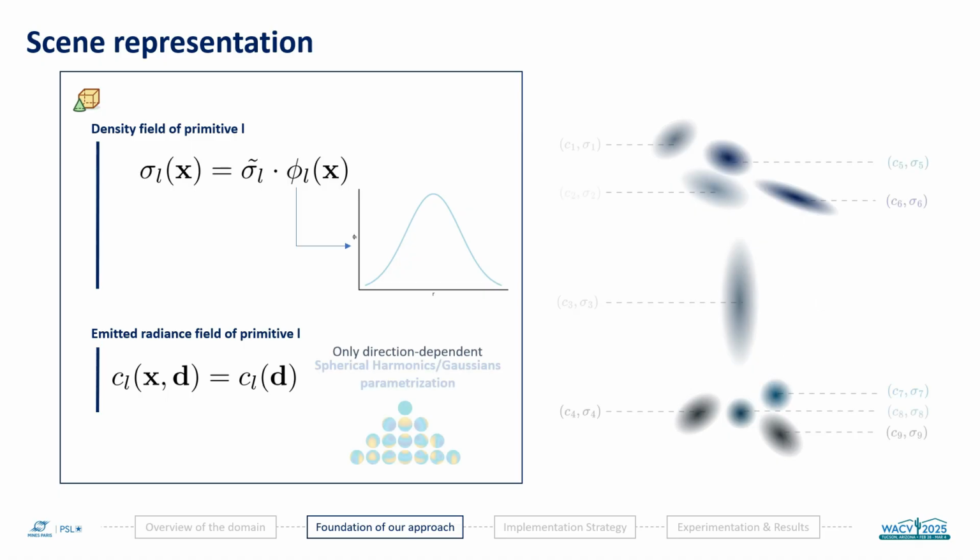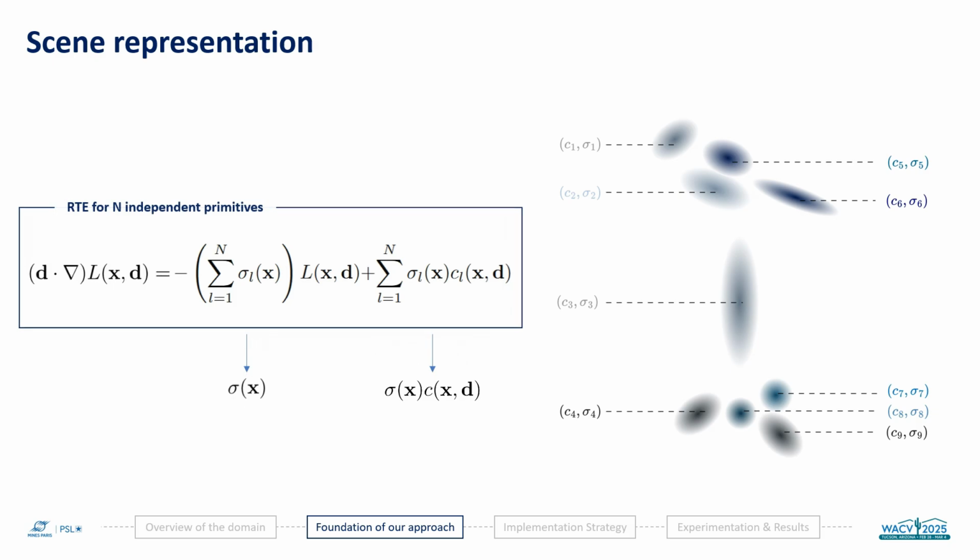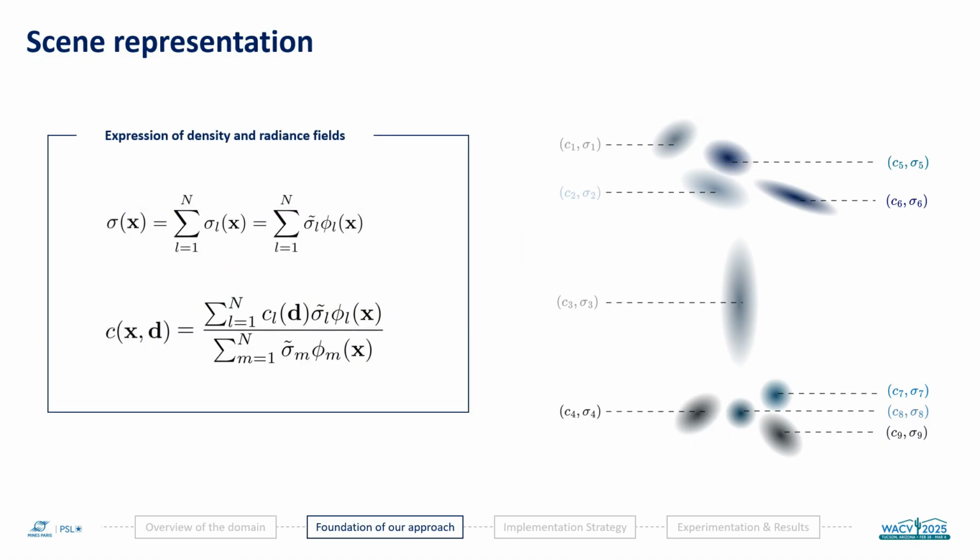Additionally, the radiance emitted by this primitive will depend solely on the observation direction and will be parameterized by a combination of spherical harmonics and spherical Gaussians. From these individual fields associated with each primitive, we can derive a global density and emitted radiance field representing the entire scene. This can be illustrated by reintroducing the radiative transfer equation. In the case of a medium containing n independent entities, this equation takes the following form. Thus, we can deduce the global density and radiance fields representing our scene.